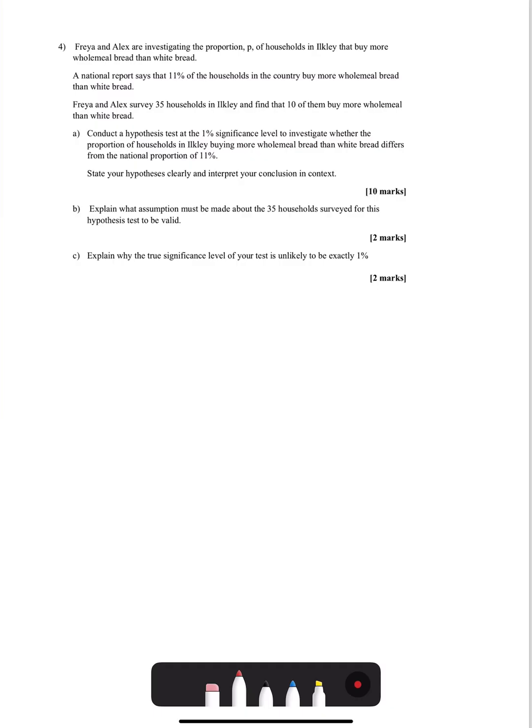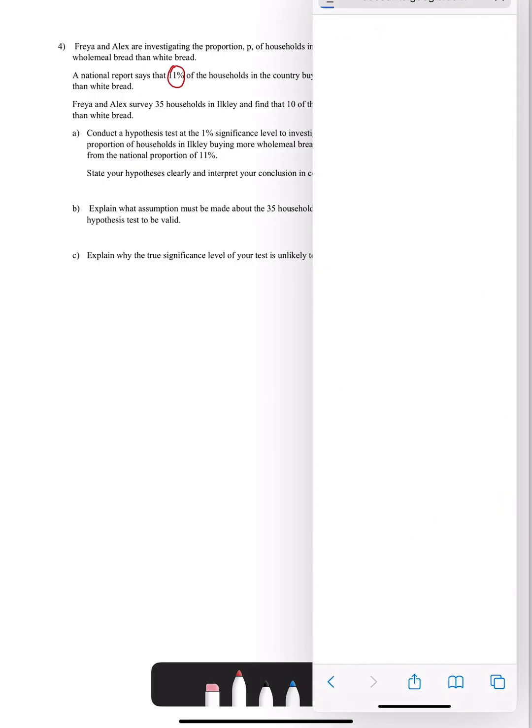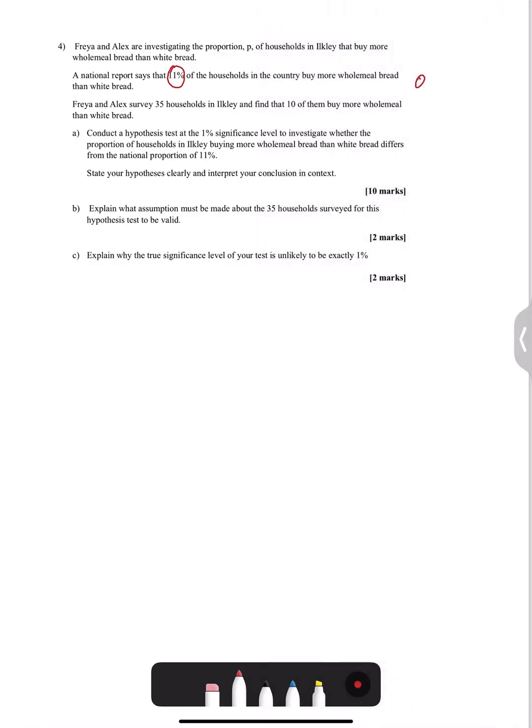Question 4. Freya and Alex are investigating the proportion of households in Ilkley that buy more wholemeal than white bread. A national report says 11% of the households in the country buy more wholemeal than white bread, so 0.11. Freya and Alex survey 35 households and find 10 of them buy more wholemeal bread. Conduct a hypothesis test at a 1% significance level to investigate whether the proportion of households buying more wholemeal than white bread differs from the national proportion.